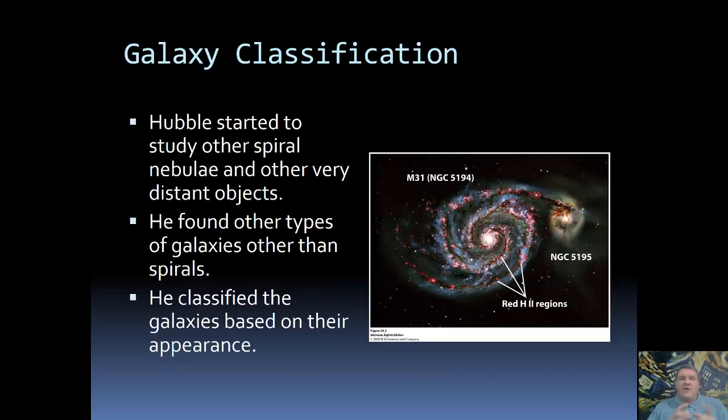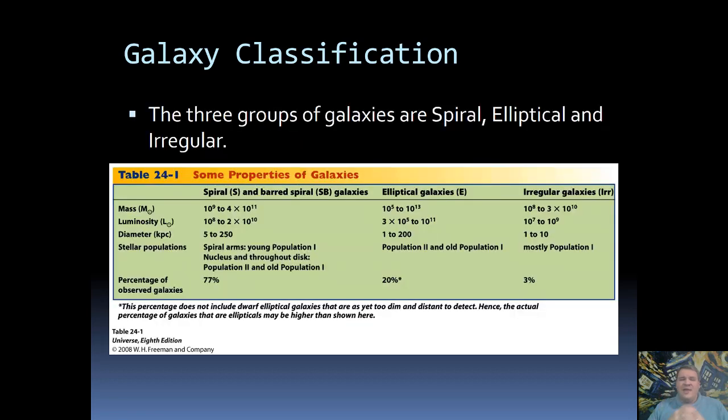Now knowing that there are other galaxies outside of our Milky Way, specifically that all of these spiral nebulae are likely their own entire galaxy, this led people to start searching for more. And as they did, they started to find other types of galaxies, not just spiral types. So we began to classify galaxies based on their appearance. There are three categories: spiral, elliptical, and irregular.